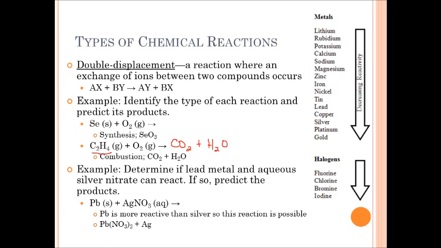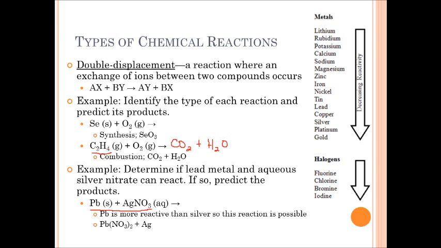Alright, moving on to our next example. This deals with the single replacement reaction and using our activity series. It basically says determine if lead, metal, and aqueous silver nitrate can react. If so, predict the products. So we write down our lead plus our silver nitrate. So we write that in formula form.